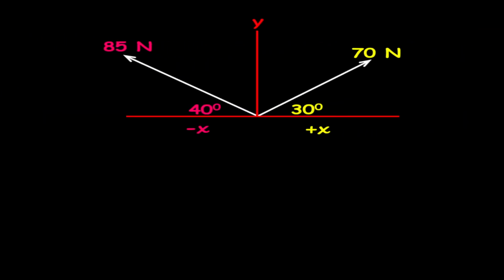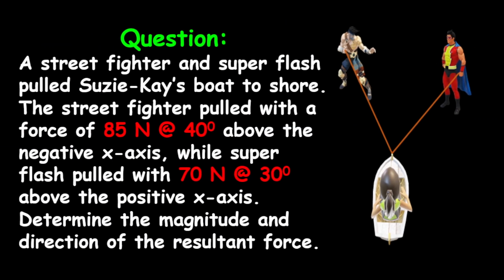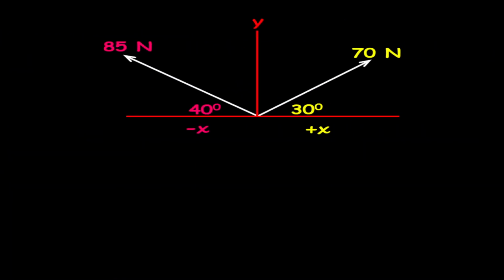Now, what is important, we're going to move from the picture form into the diagram form, which is a vector diagram. But just to recheck a little bit, I want to show you that Suzie-Kay is being pulled in that way in terms of the pictorial form. In terms of the vector diagram, as stated, the street fighter was pulling with 85 newtons above the x-axis at 40 degrees, while Super Flash was pulling with 70 newtons at 30 degrees above the positive x-axis. So this is the vector diagram for that information.